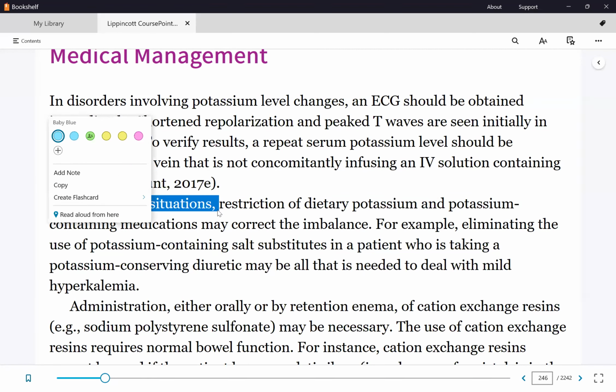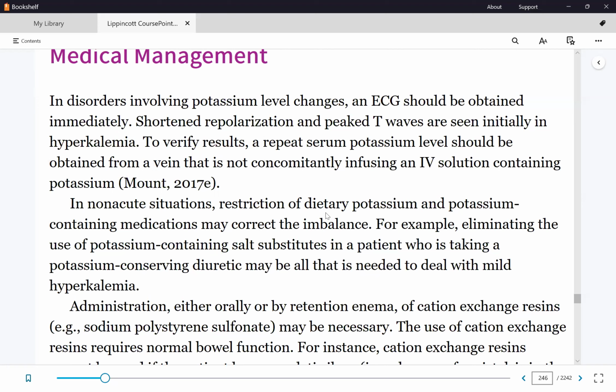Email. So just restrict it from the diet. If this would be, let's say, 5.2, 5.3, it's just a minor elevation. So you can do that, as long as the patient doesn't have any symptoms. Let's say they have no cardiac manifestation, so it's okay, right? The patient's tolerating that problem, so you can restrict the diet.